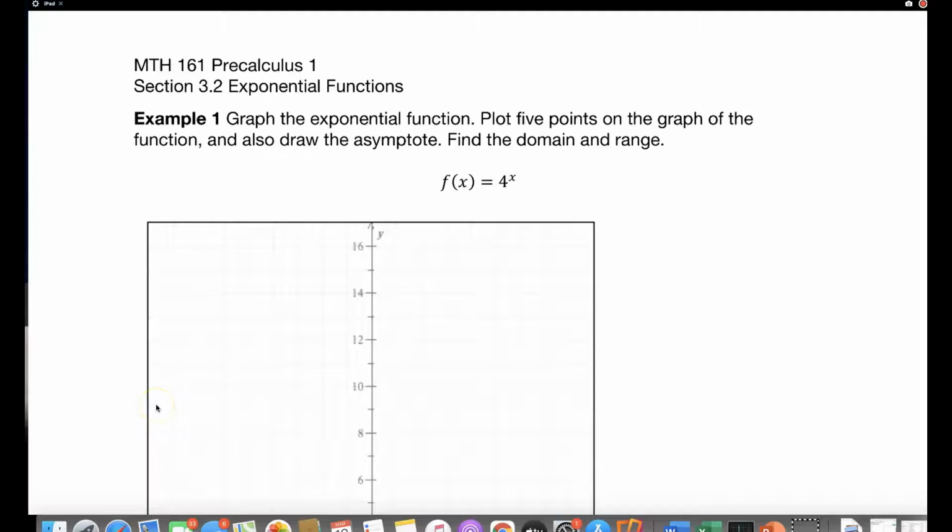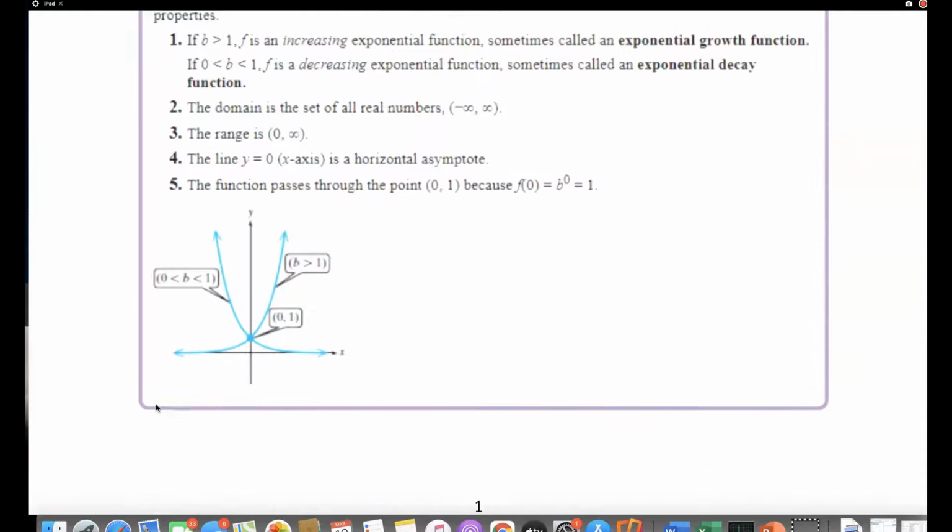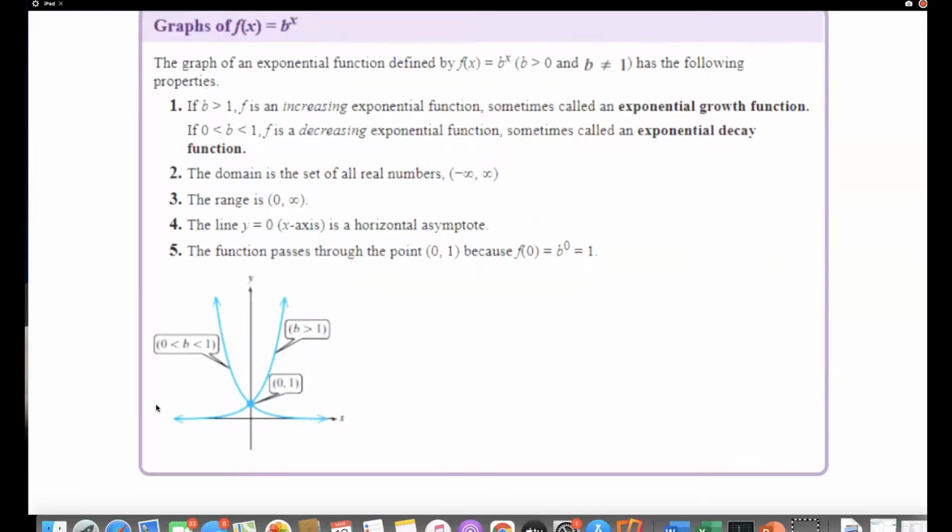In example 1, we will graph this exponential function 4 raised to the x power. We will plot 5 points on the graph of the function and also draw the asymptote. Find the domain and range. So remember, for exponential functions, we have a horizontal asymptote at y equals 0.